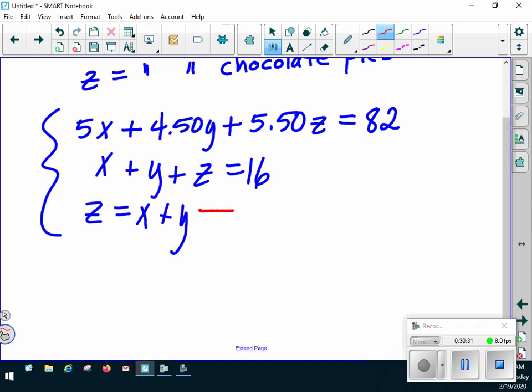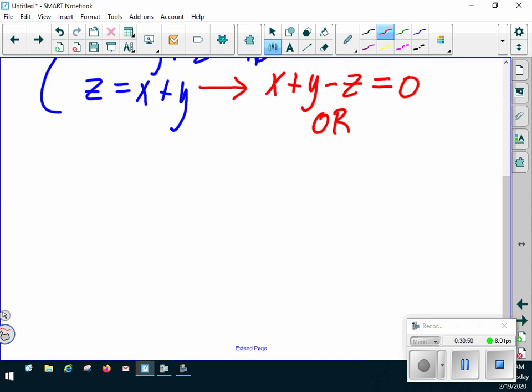You have two different ways you could rewrite that equation. I could subtract Z from both sides, and that would be X plus Y minus Z equals 0. Or, what could I do? Subtract X and subtract Y, moving them over there with the Z. Either one of those is fine. Doesn't matter.